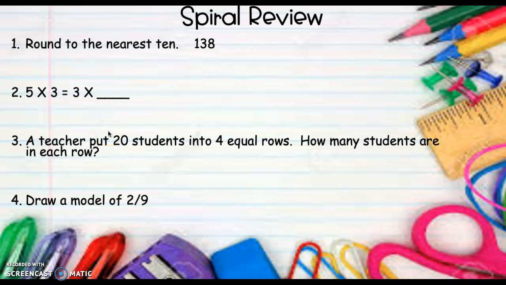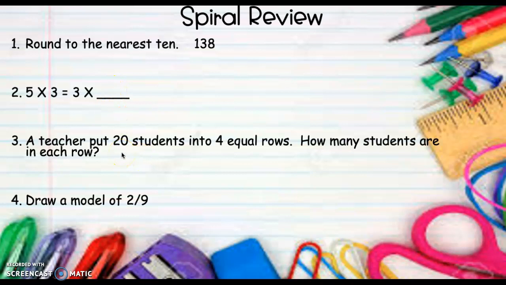All right, so for number 2, you have 5 times 3 equals 3 times what? You want to make them equivalent or the same on both sides. So what number would go in this spot right here?